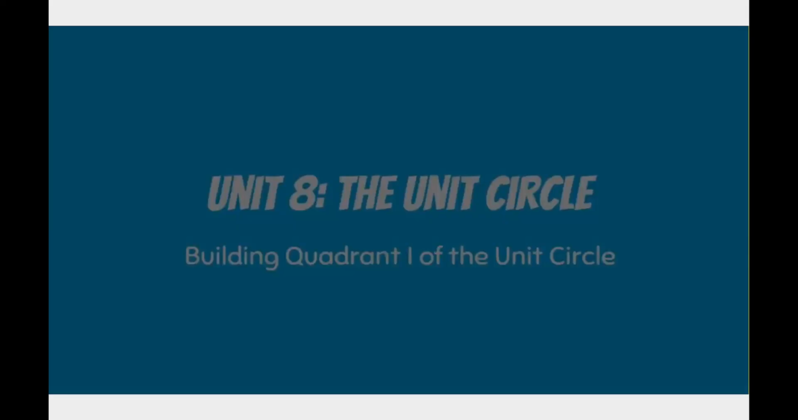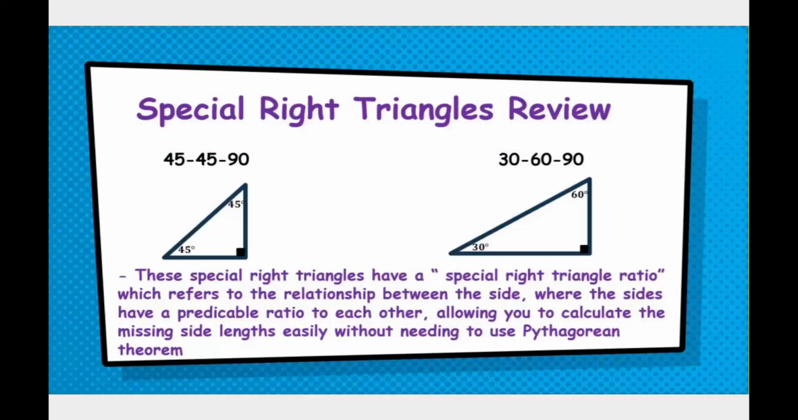Just a reminder what we did yesterday. We looked at right triangles, how to find sides and angles of right triangles using SOHCAHTOA. We also looked at the Pythagorean theorem, and today we're going to look at something similar, but specific right triangles, specifically 45, 45, 90, and 30, 60, 90 triangles.